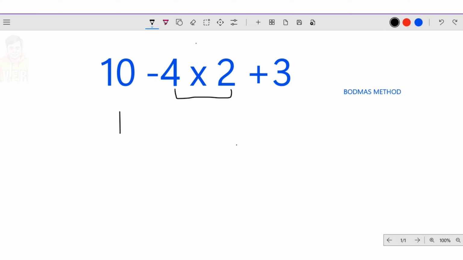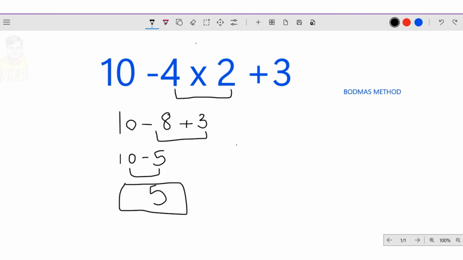So 10 minus 8 plus 3, then after that we have to solve addition. So minus 8 plus 3 will be equal to minus 5. So we will write 10 as it is, 10 minus 5. After that subtraction will be done. So 10 minus 5 will be equal to 5. So the final answer according to the BODMAS rule is 5. I hope you understood the question.